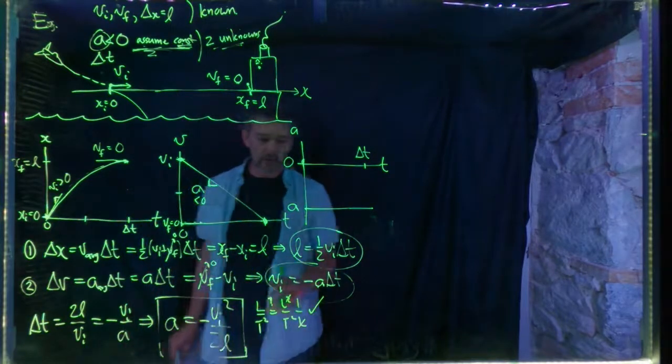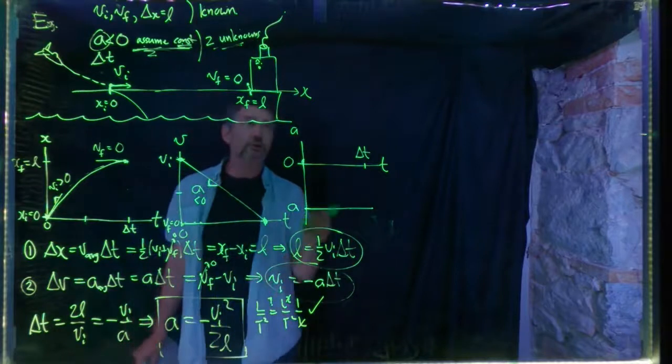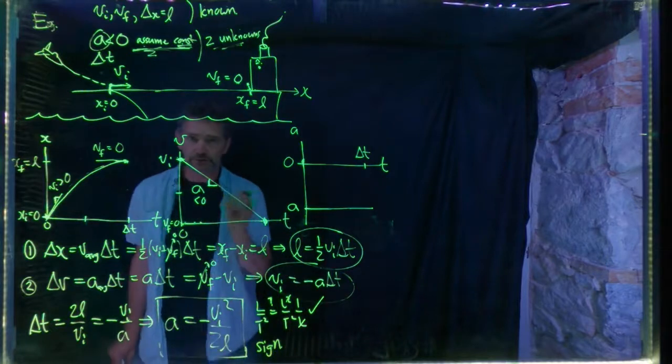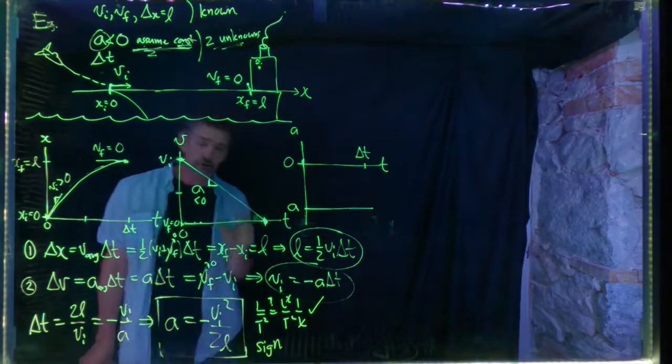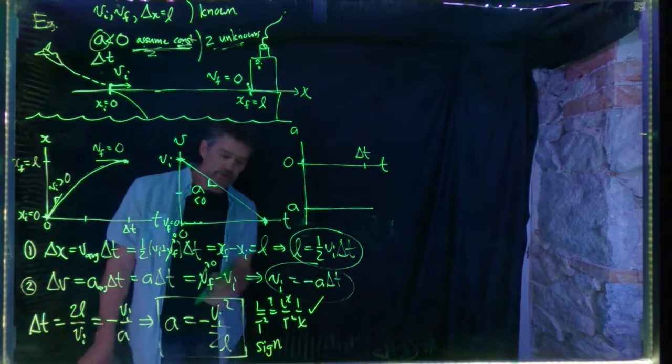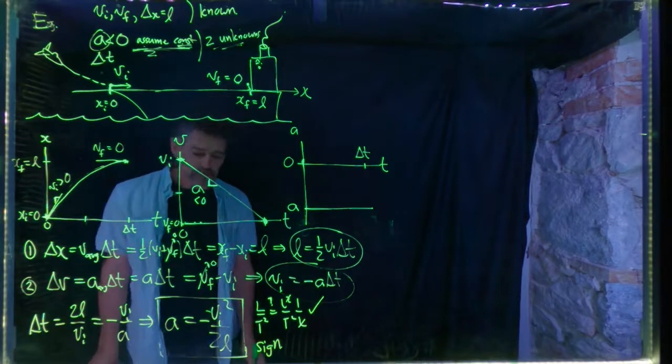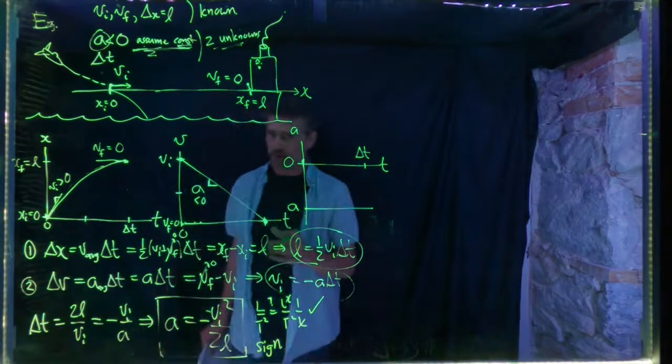Okay, and then you start looking at it in a little bit more detail. Let's look at the sign. Signs are super important. That's where a lot of your mistakes are, with the plus and minus signs. You look at this, that's positive and that's positive, so the acceleration is negative. Correct, the sign is correct.